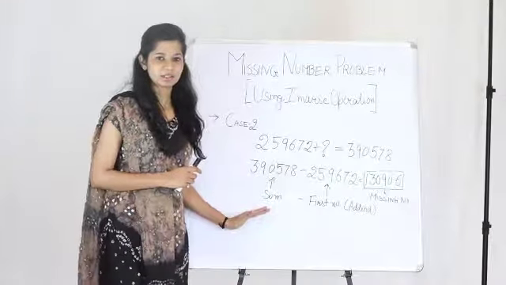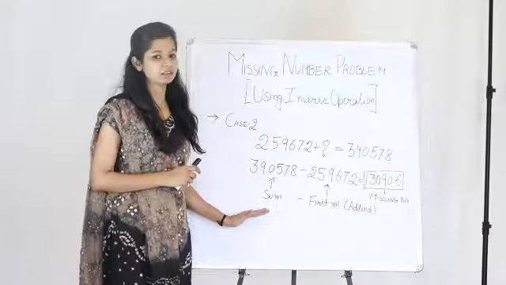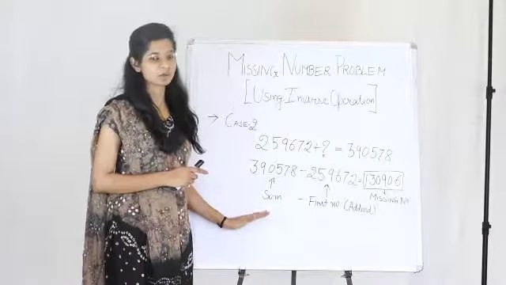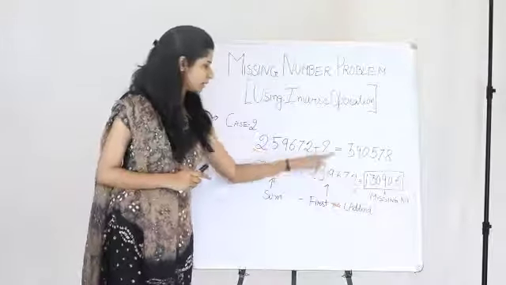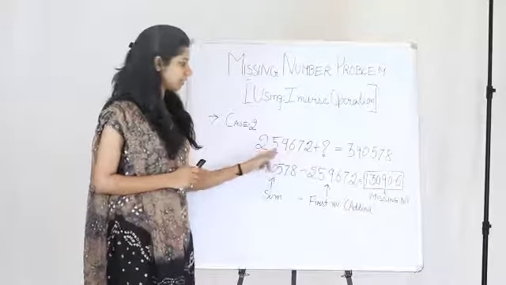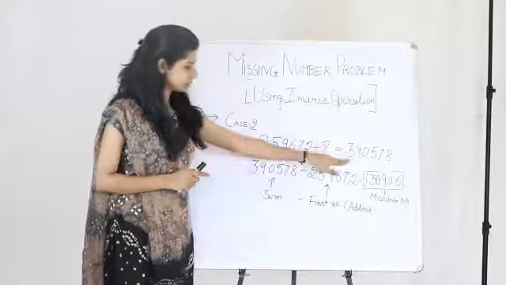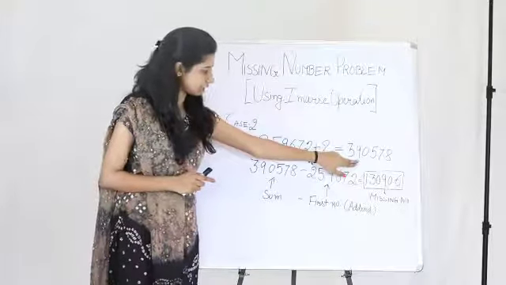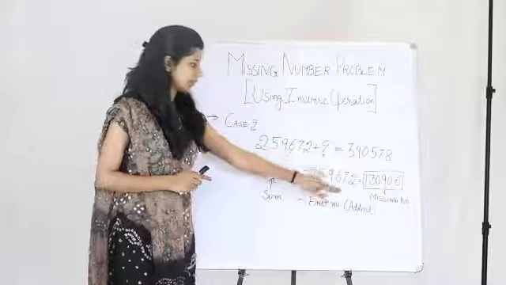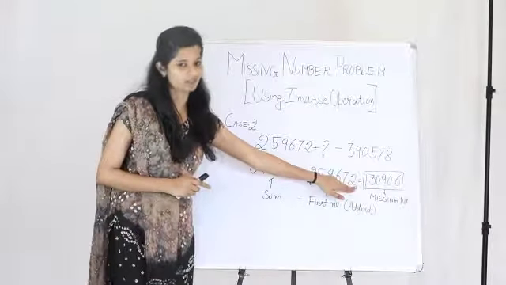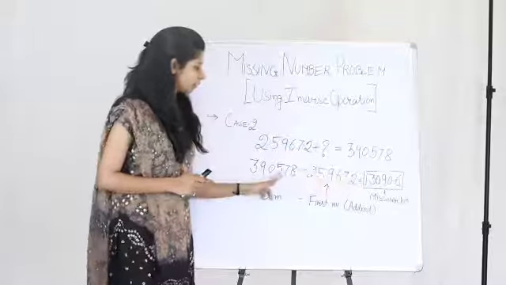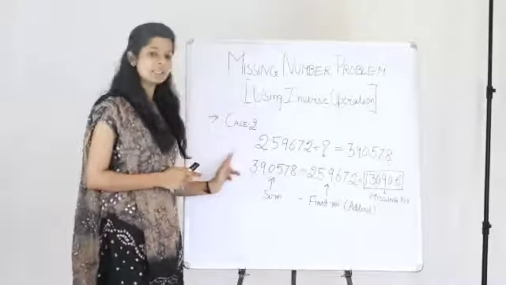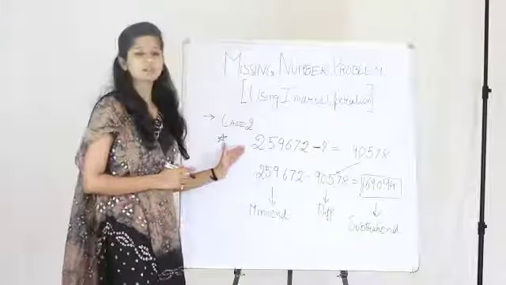After finding the missing number, we should always check whether our answer is correct or not. So, we will keep this number in the addition problem and we will see after adding these two numbers, whether the sum is this or not. If the sum is 3,90,578, that means the missing number we have found is correct. If not, then you have to check your subtraction, especially the order. Now, let us take another example.